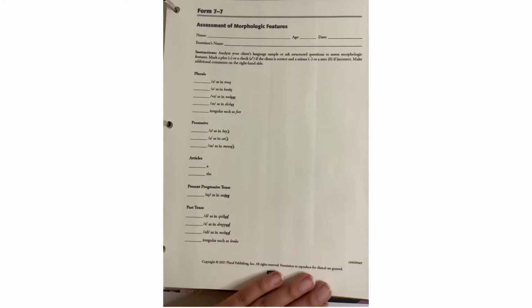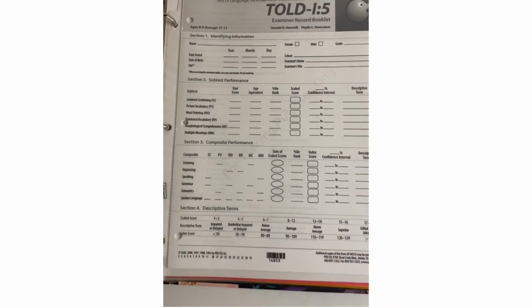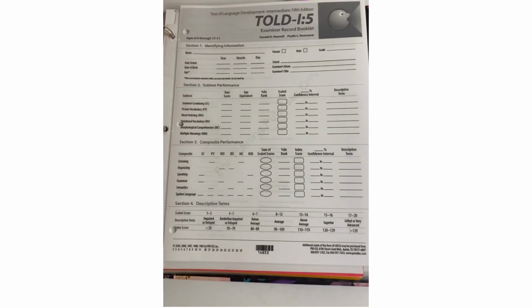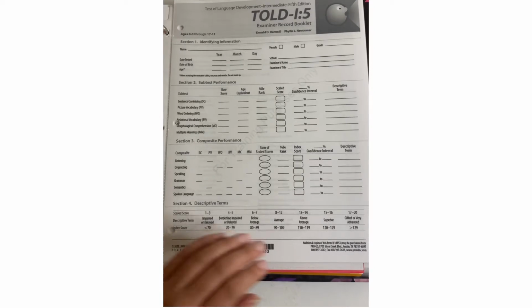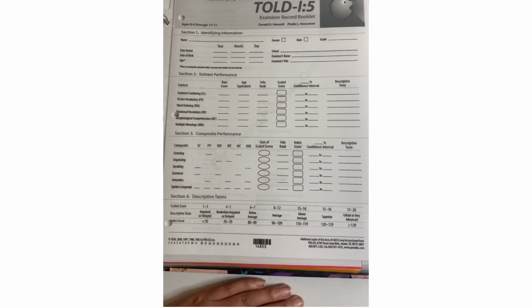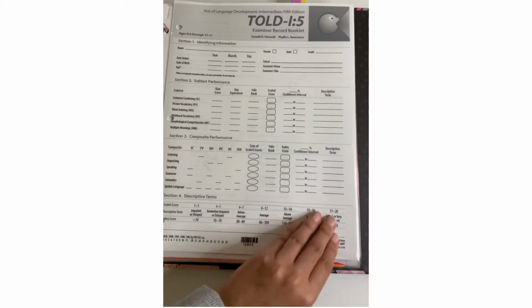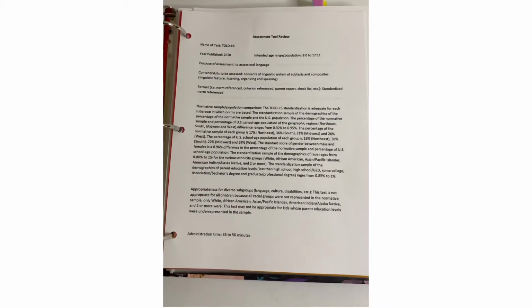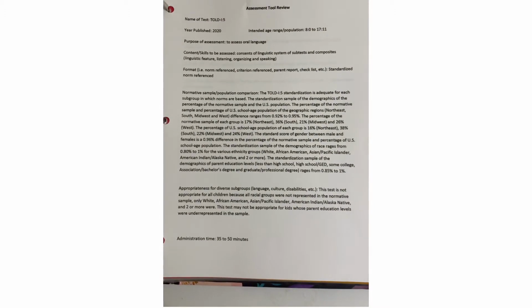Here is form 7-7, assessment of morphological features. And here's the continued version. Here is TOLD I-5, examiner record booklet. This is the Test of Language Development Intermediate, 5th edition. And here is the assessment tool review for TOLD I-5.